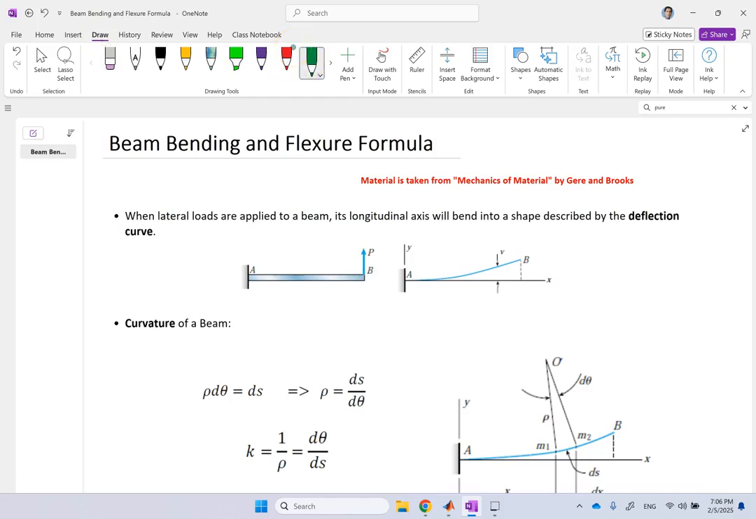We want to see how they bend, what shape they're going to get, and how much stress will be created inside them as a result of that. When they bend, they get the shape of a curve, which we call the deflection curve. And this vertical displacement from their equilibrium position, this v, is what we call deflection. So deflection is this vertical displacement, this deformation, not displacement, deformation actually.